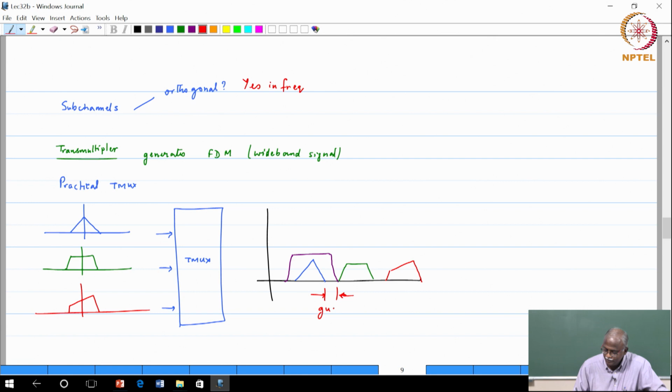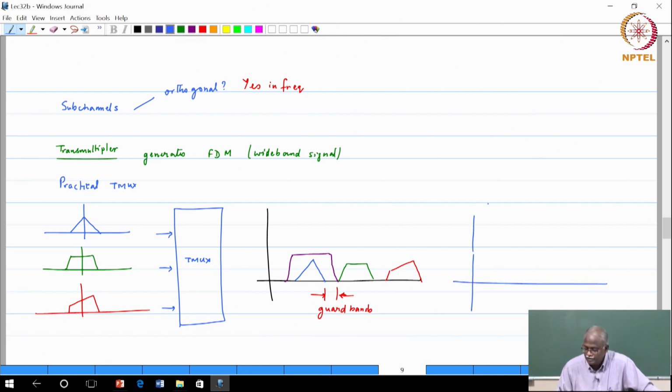So, we said that we are talking about a practical transmultiplexer. These are guard bands. Guard bands are wasted spectrum because that is not useful. So, therefore, it reduces the overall efficiency of your transmission scheme, but you cannot avoid it because that is part of the practical design.